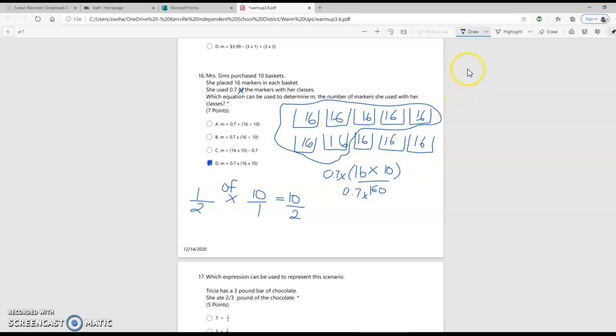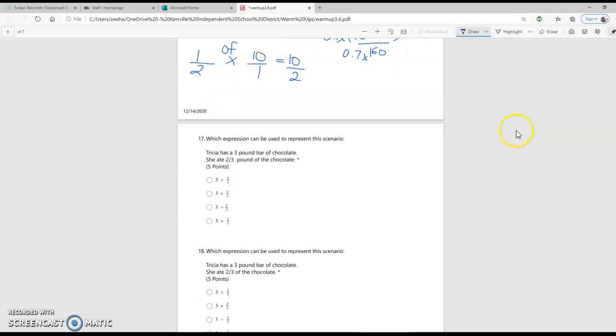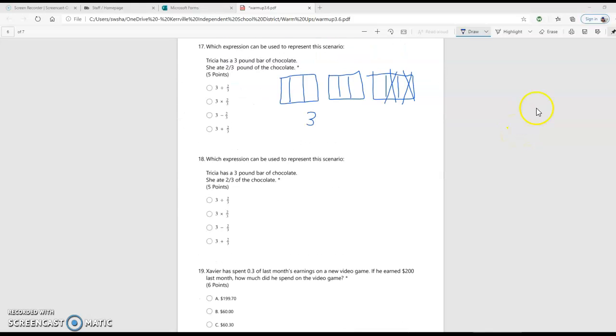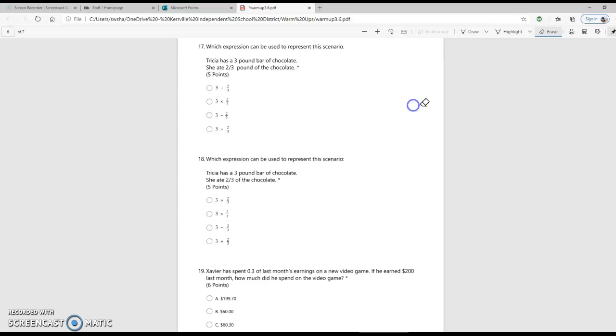Okay? Okay, so let me, will it stay? Oh yeah, it will stay. Okay, so here we go. Question 17. Which expression can be used to represent this scenario? Trisha has a 3-pound bar of chocolate. She ate 2/3 pound of the chocolate.